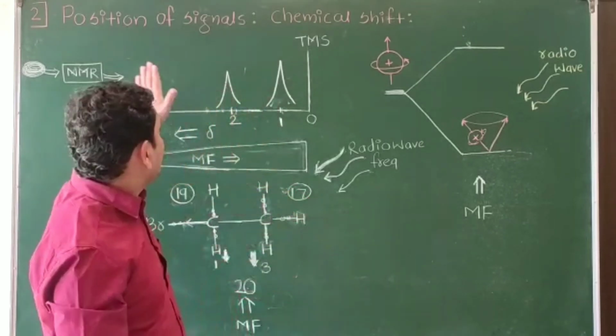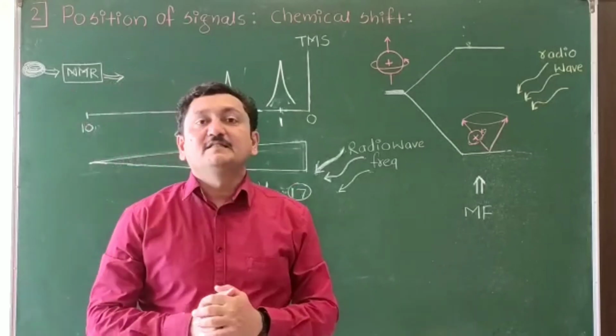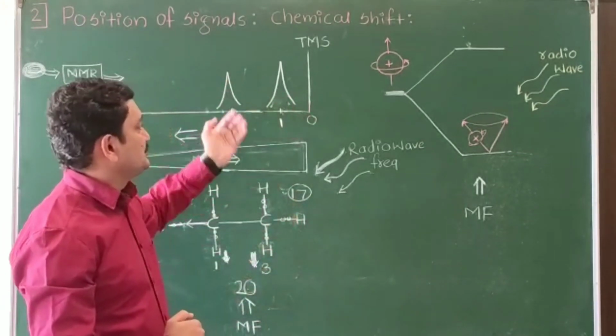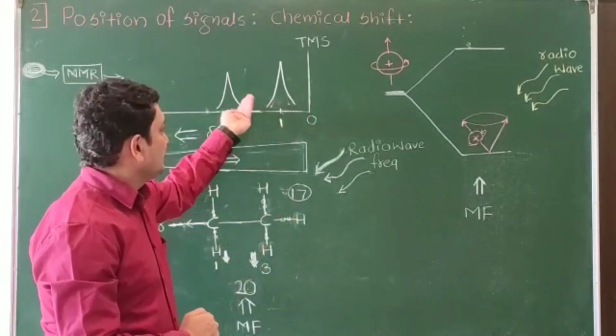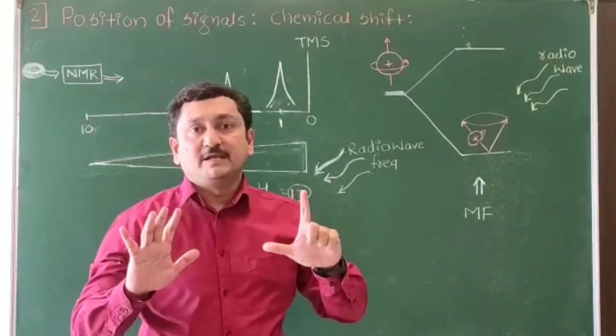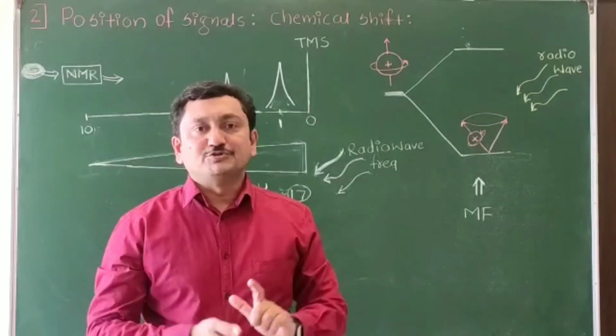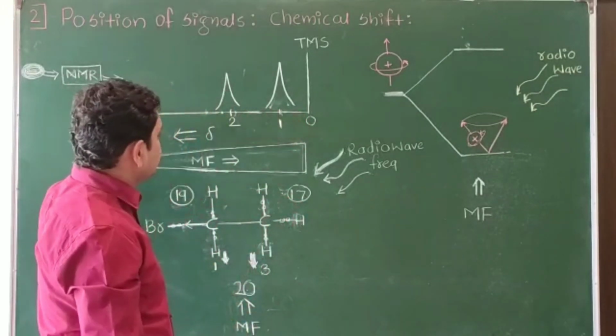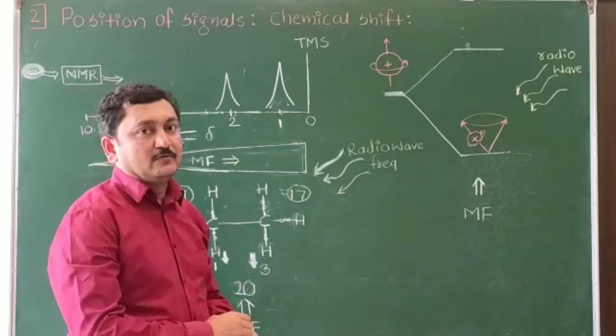Now the second aspect of NMR is the position of signal, that is the chemical shift. Here we are getting signals at different positions. Why are we getting signals at different positions? That will give some information regarding the position of signal. Now the positions are plotted in terms of del value.